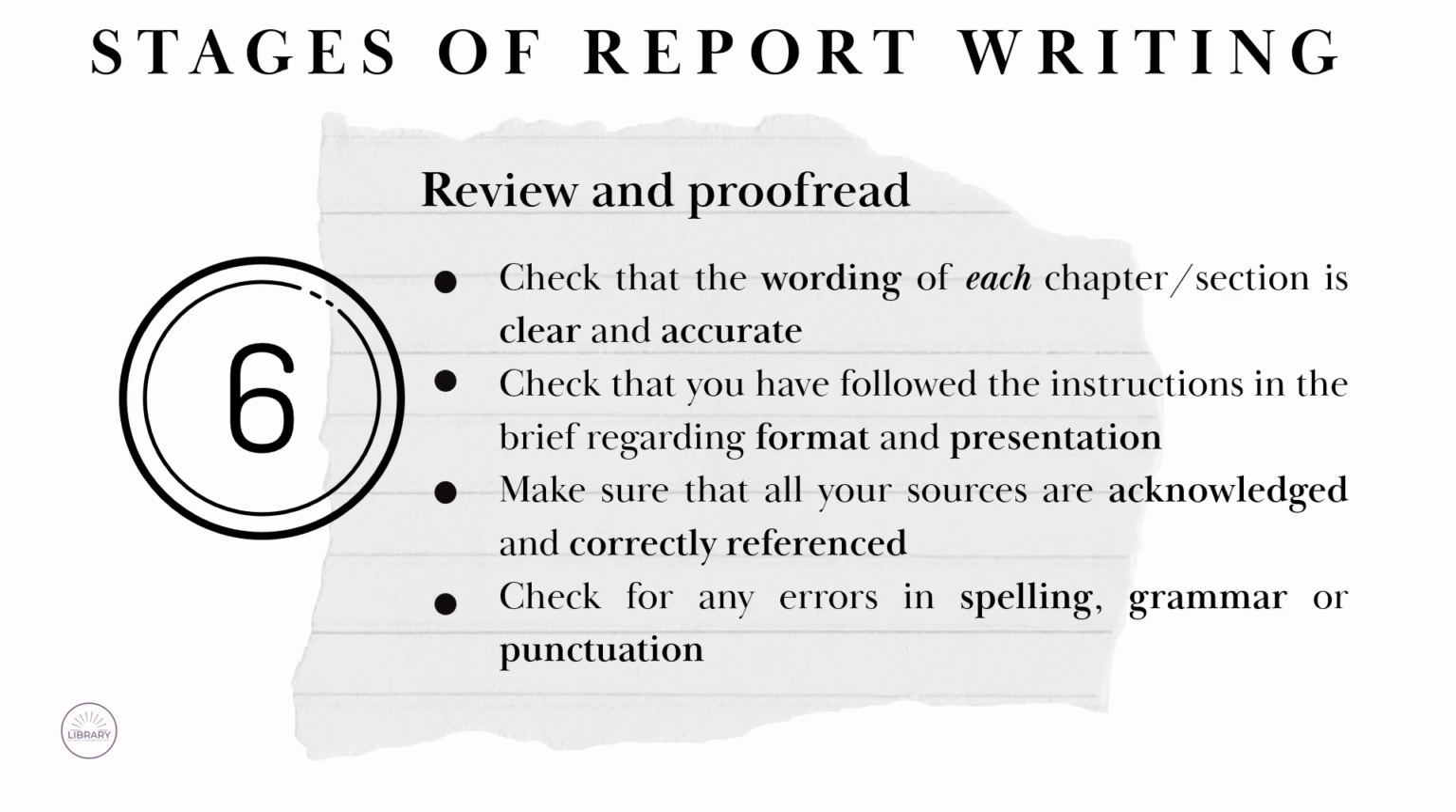Finally, number 6, review and proofread. Read over your work and make sure you pick up on any inconsistencies, inaccuracies, or errors. Check that the wording of each chapter or section is clear and accurate. Check that you have followed the instructions in the brief regarding format and presentation. Make sure that all your sources are acknowledged and correctly referenced. Finally, check for any errors in spelling, grammar, or punctuation.